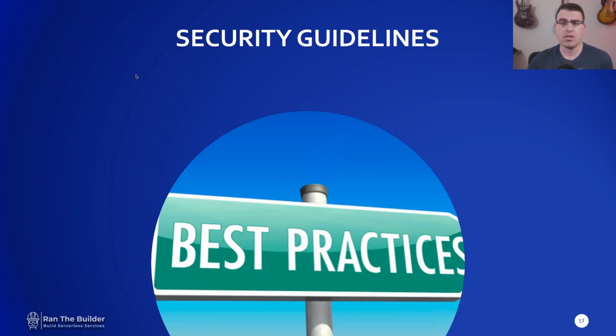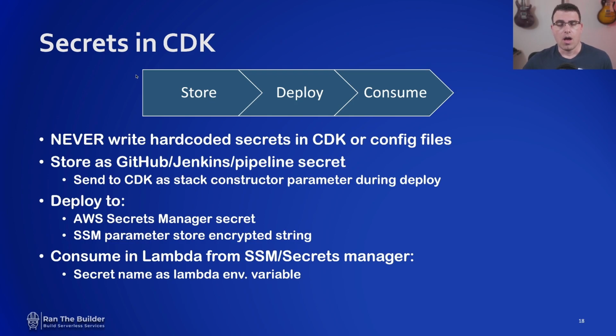So let's talk about security guidelines. How do we handle secrets in CDK? We store them, we deploy them in CDK, and we consume them in runtime in our Lambda function in our service. So first of all, never, ever, ever write hard-coded secrets in your CDK or configuration files. Store them as secrets in GitHub Actions or in Jenkins files or whatever. And then when you need to deploy them, you send them to your CDK code as constructor to the stack via environment variables and things like that.